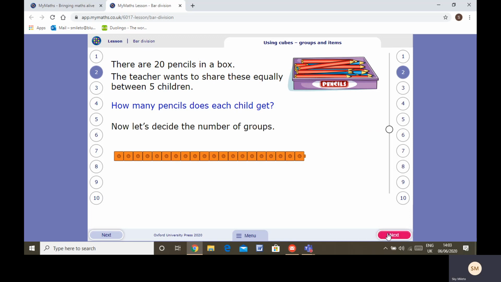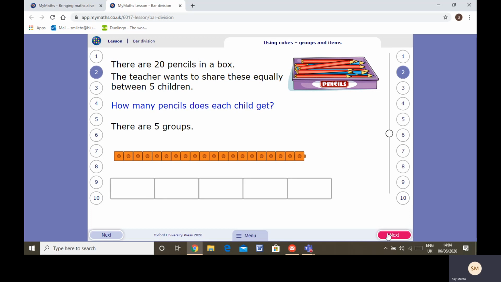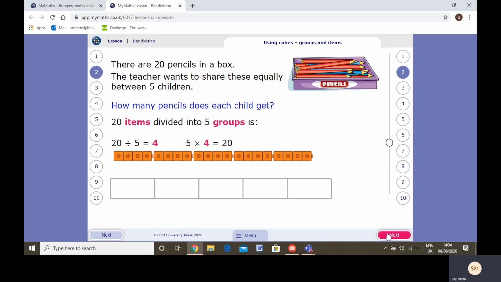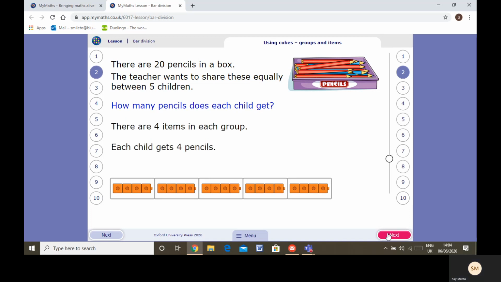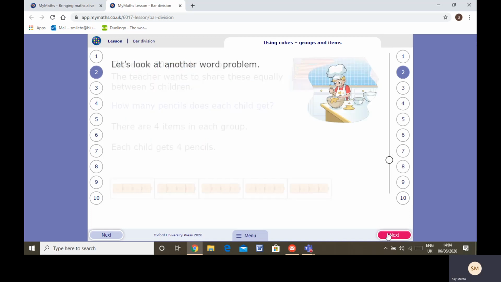20 cubes. Now we have to think about the number of groups. Now I know a child isn't a group, but we're splitting the pencils into groups, 1 group for each child. So we have 5 groups. So we've put it into a bar and we need to think how many items are going into each. 20 divided by 5 groups. Now we know 5 times what equals 20? Hope you're saying 4. Therefore, we have 4 items in each block. Each child gets 4 pencils.